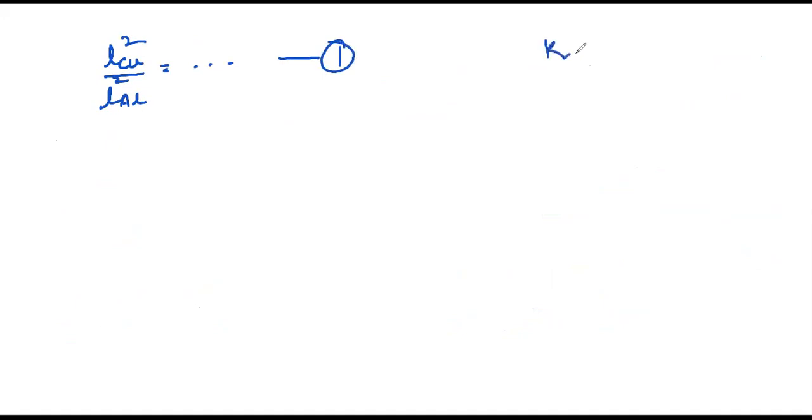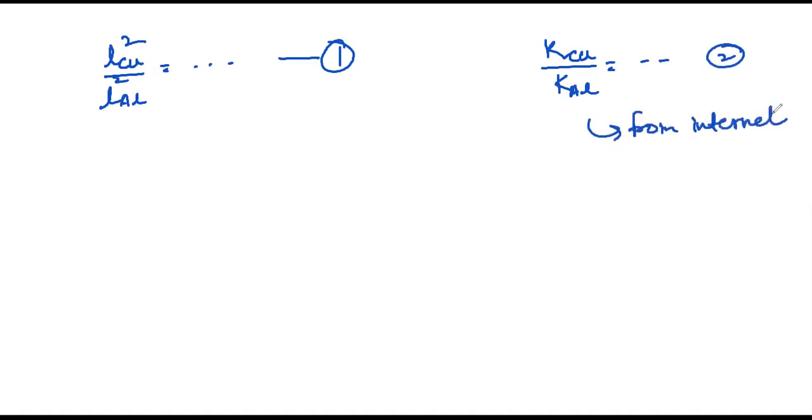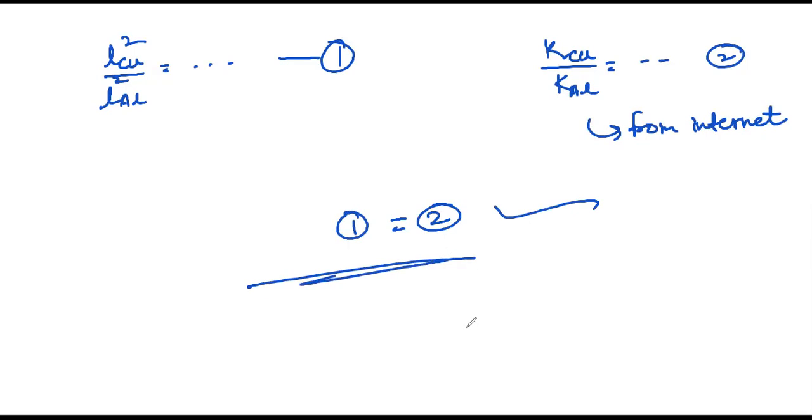Then you go for the values of K of copper divided by K of aluminum. Standard values from the internet, this is equation number 2. And check whether equation 1 is equal to equation 2 or not. Check it, demonstrate.